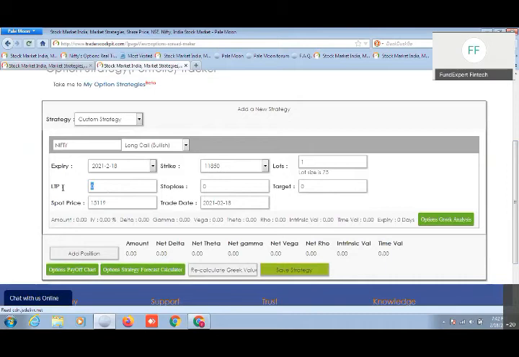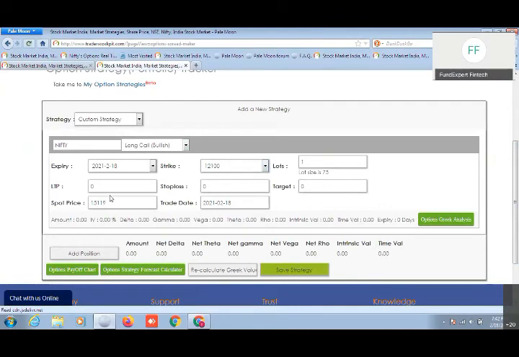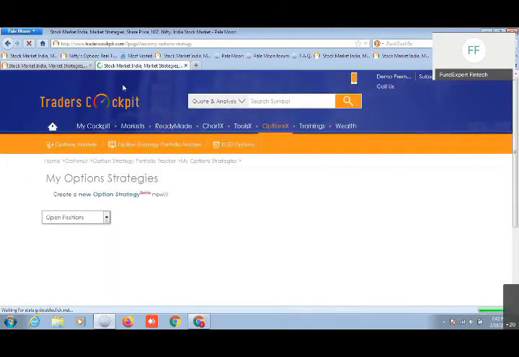Say randomly I take 11,000, the long call option of say 12,100, for example. It might be moving at some 50 rupees or 60 rupees, anything. That value I can put here. And stop loss and target also you can put here, and you can go on to save the strategy. This is for portfolio tracking.